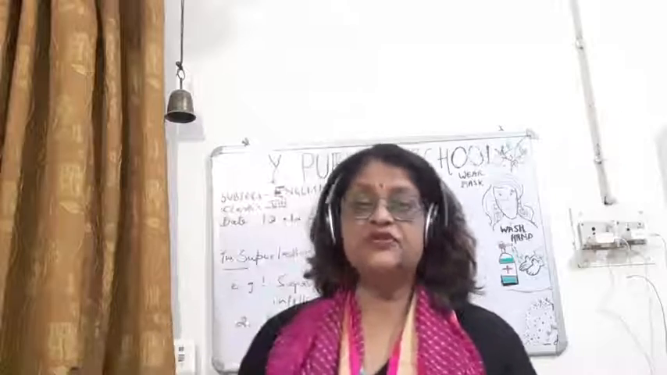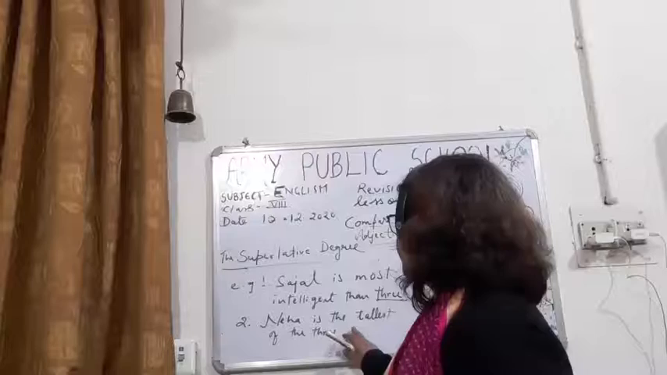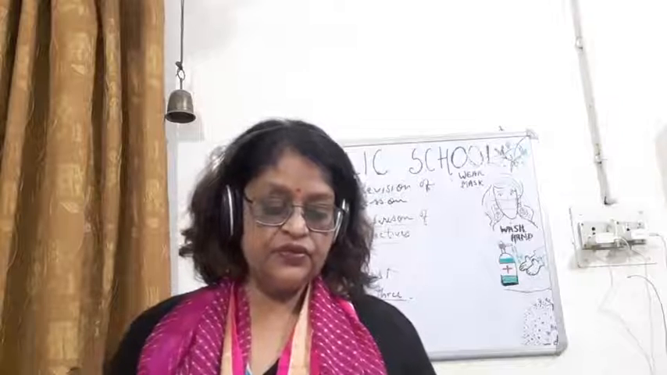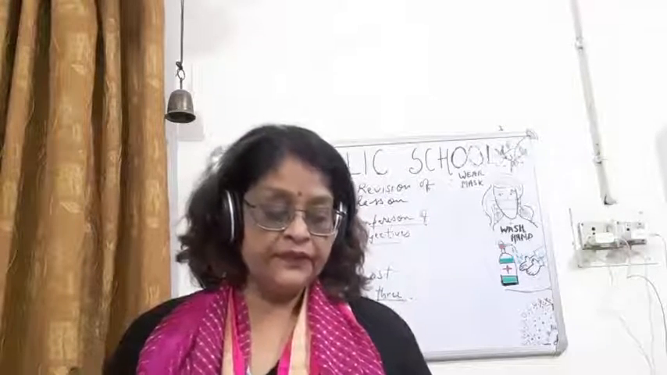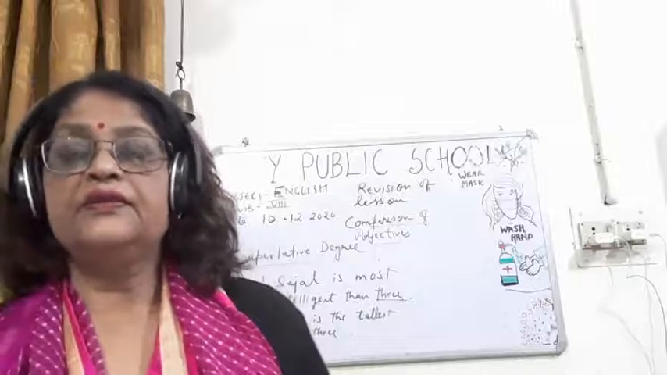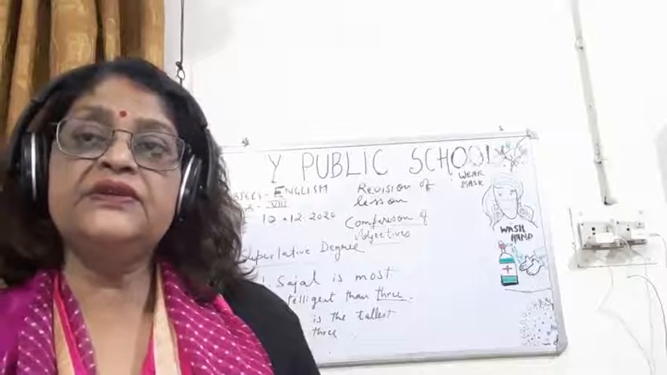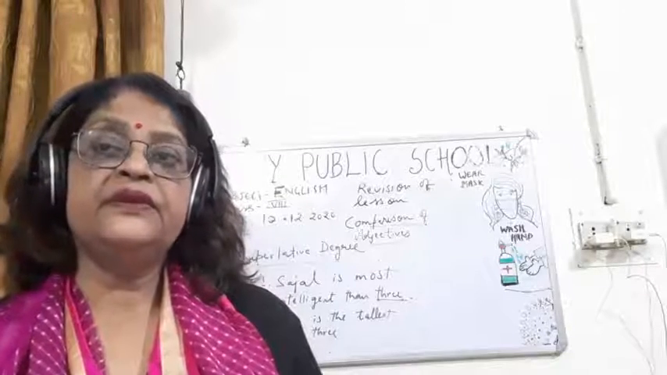Okay, and as you can see, intelligent and tallest are the two superlative degrees which are used here. Now children, some important points which I think I should discuss with you all. Okay, it's related with the lesson only, it's related with the topic only, and it should be discussed with you all.